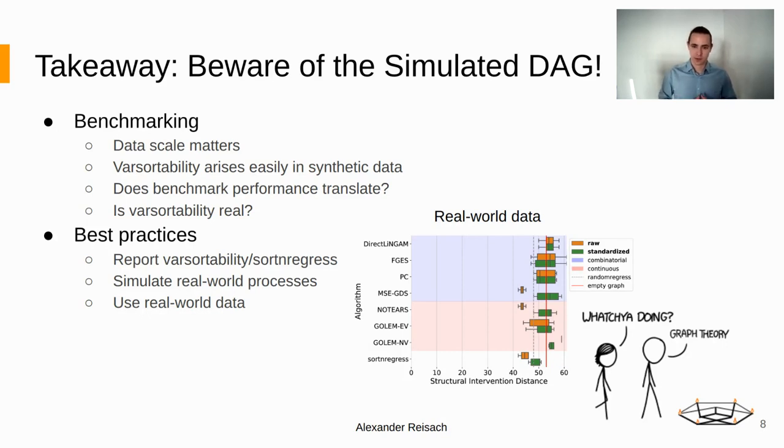This is what you can see on the bottom right. Without going into too many details, what we see here in red is the empty graph line. So while some of the algorithms are a tad better than others, overall, the performance isn't great. This could be an indication that varsortability may not be real, because some of these performances don't appear to translate to this real-world data set. But to really settle that question, much more further research is needed.